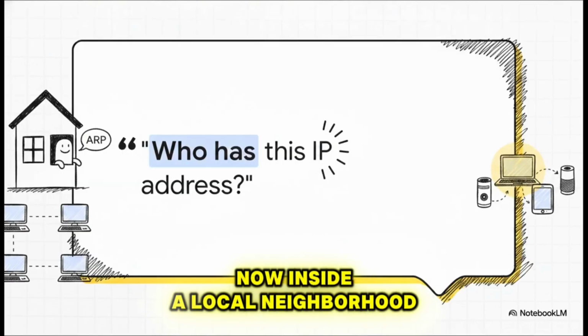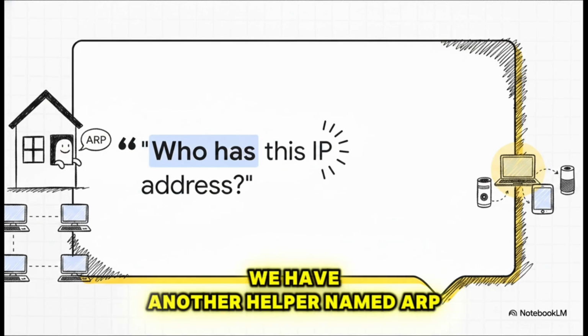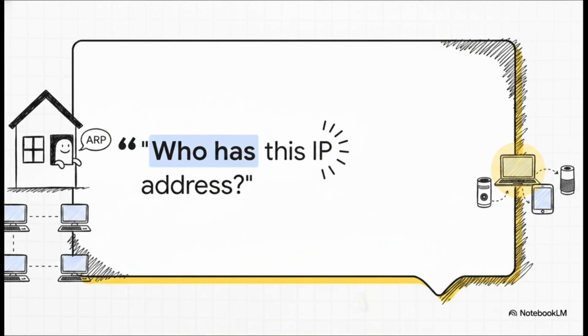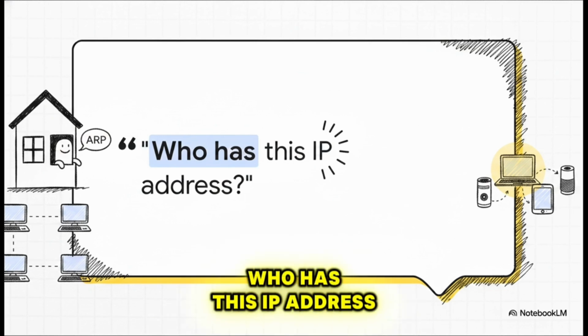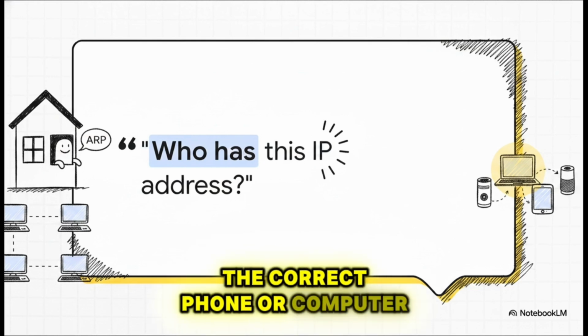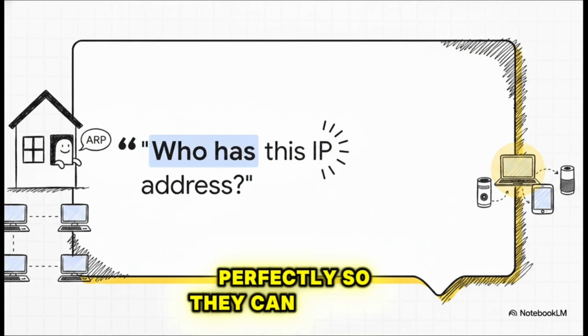Now, inside a local neighborhood, like all the computers inside your own house, we have another helper named ARP. ARP is kind of like a friendly neighbor who shouts out the window. When your computer knows the number address but needs to find the actual physical device, ARP literally shouts out loud. He goes, "Hey, who has this IP address?" The correct phone or computer hears him and answers back. Then ARP matches them up perfectly so they can connect.